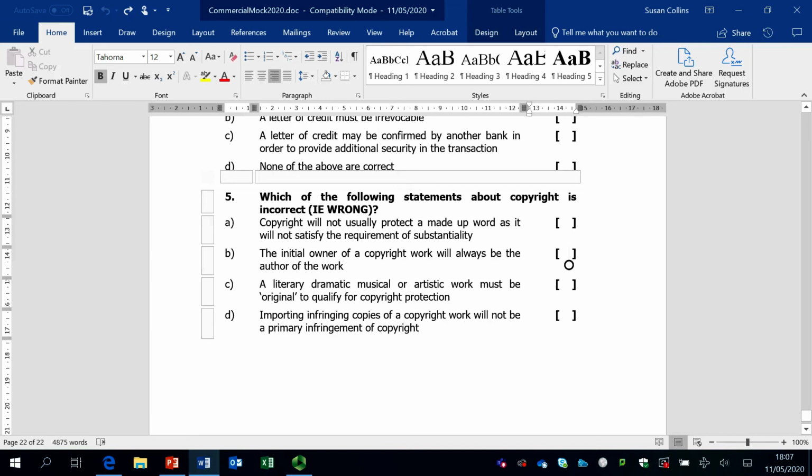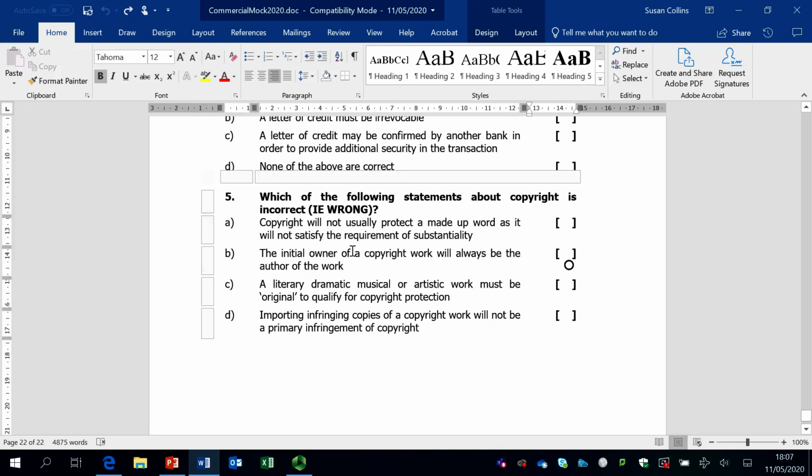And then finally, question 5: which of the following statements about copyright is incorrect? Again, we're looking for the wrong answer. The wrong answer here is B. It says the initial owner of a copyright work will always be the author. As you know, that's not correct. It may be, of course, but if it's in the course of employment, it could be the employer. So the others are correct.